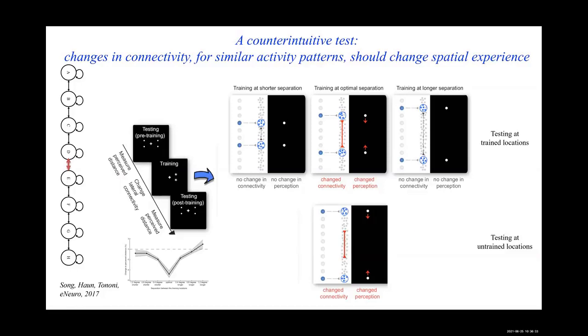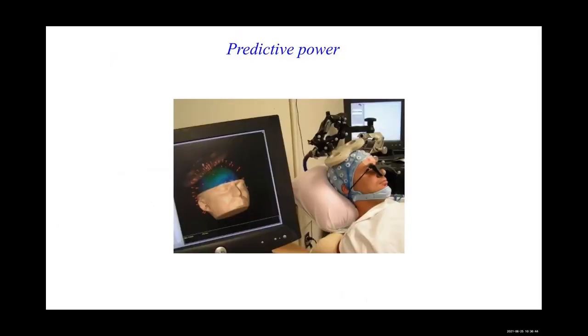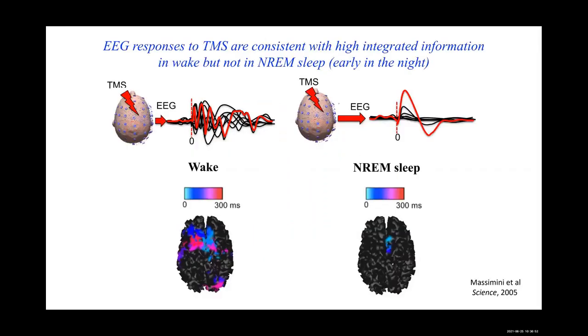So this is the kind of experiment, for instance, which is counterintuitive. You change connection strength, you don't change activity patterns to the extent you can actually have that, and the experience will feel different. So I will finish with the predictive power right here, at least some examples of the predictive power, not just explanatory power, but predictive power.